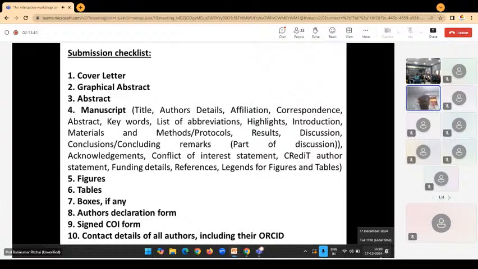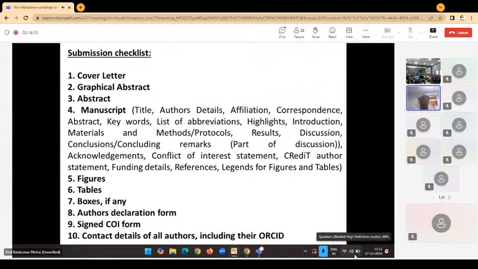Make sure that all the keywords are retrieved from the PubMed MeSH database, Medical Subject Headings. You should try to retrieve the keywords from that database. Then after that, you should include the list of abbreviations. Suppose your manuscript has more than 10 abbreviations, like PPAR gamma, peroxisome proliferator activated receptor gamma, DNA, like that. If 10 abbreviations are there, then it qualifies for a separate list of abbreviations.